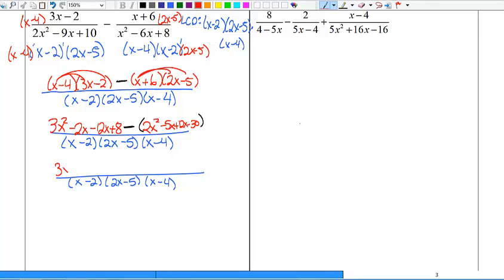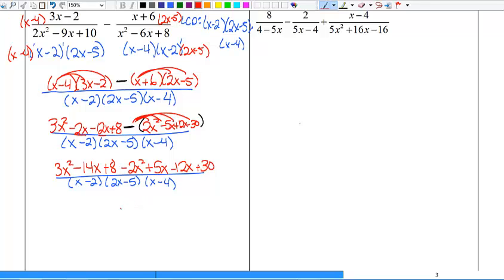So here I'm getting 3x squared. I can combine these two to get minus 14x plus 8. Then I'm going to distribute my negative all the way through to get minus 2x squared plus a negative times a negative is a positive 5x minus 12x plus 30.